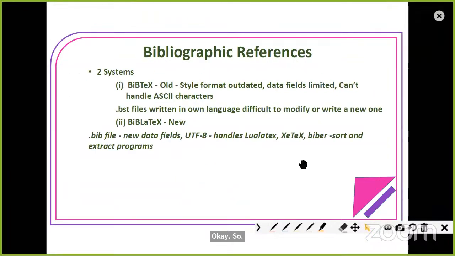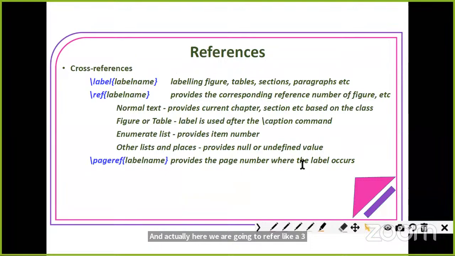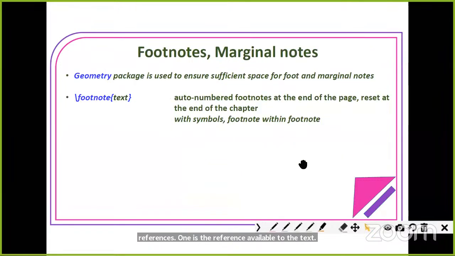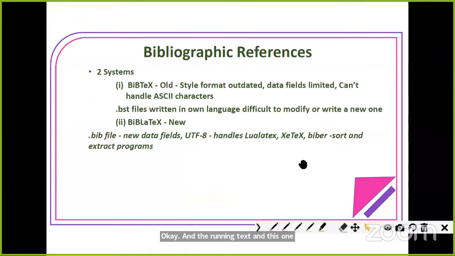And actually here we are going to refer three references. One is the reference available with the running text, and this one is footnote reference, and this one is bibliographic reference. Bibliographic reference will be useful for the researchers as well as for those who are writing some books also. It is useful because we are going to refer some articles and we will be putting it in our citations. Okay, so this is a separate topic we need to discuss.